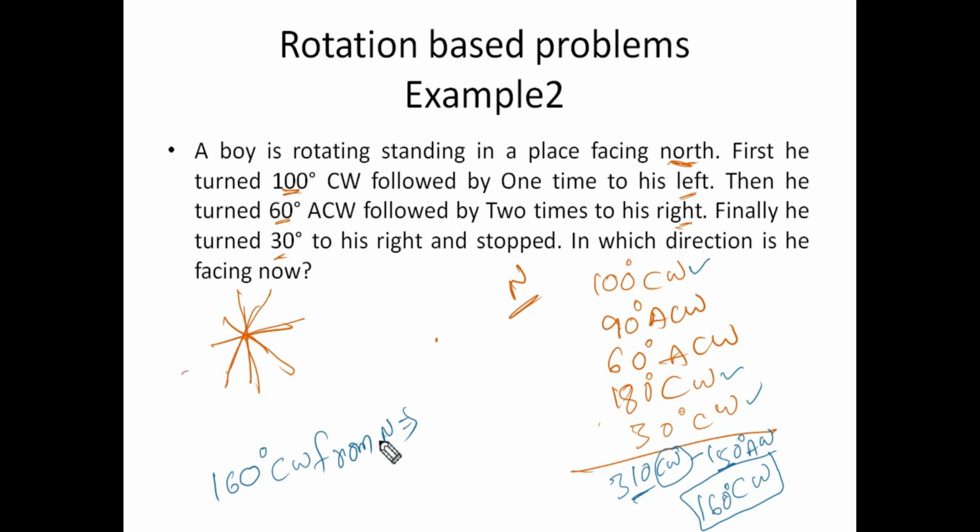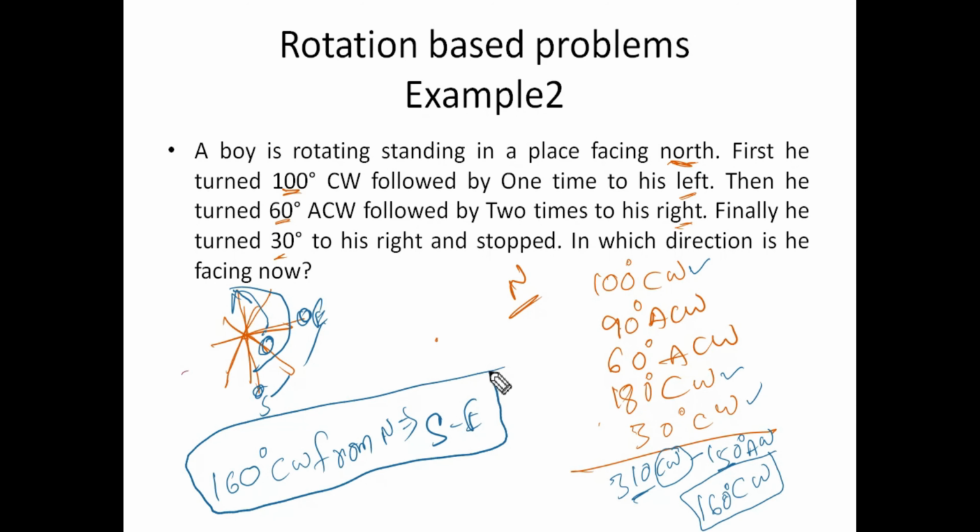90 degrees clockwise from north is east. 180 degrees clockwise from north is south. But this 160 is between 90 and 180. That's why, between east and south, it will be southeast. So from north, this is 90 and this is 180. But this 160 is between east and south, so our answer is southeast.